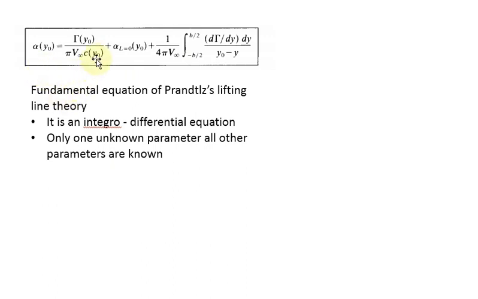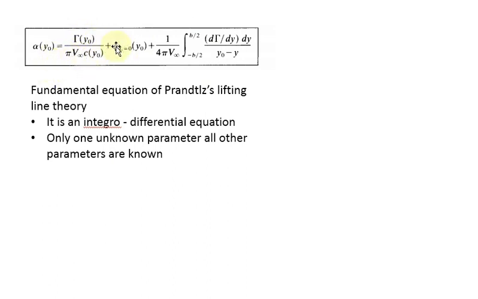So what is the beauty of this equation? It has a combination of both differential form as well as integral form. That is why it is called an integro-differential equation. The most important point to remember for this equation is that all other parameters are known values except the gamma value. So suppose I want to find the total angle of attack.